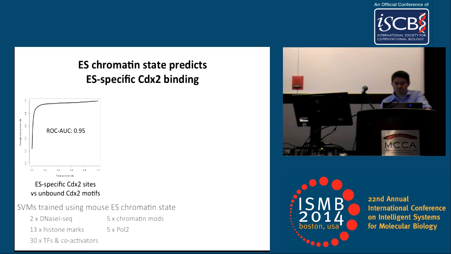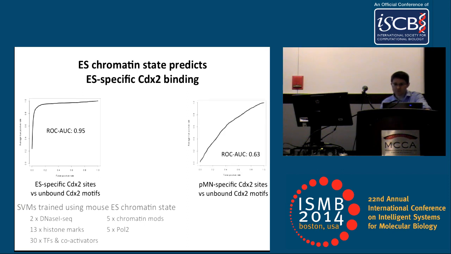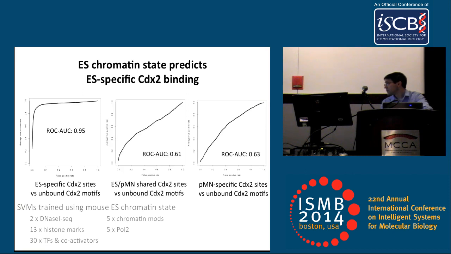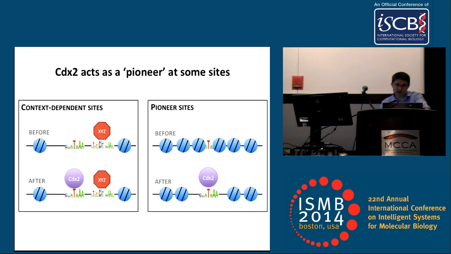So for the ES-specific sites, we can use this information to very accurately predict those types of sites. The sites are bound condition specifically. As you would expect, for the progenitor and motor neuron specific sites, ES chromatin state information doesn't tell you much about them. And similarly, and surprisingly, for the shared sites, or the condition-independent sites. So we basically think this is what's happening at some subset of sites. CDX2 is acting as a pioneer.